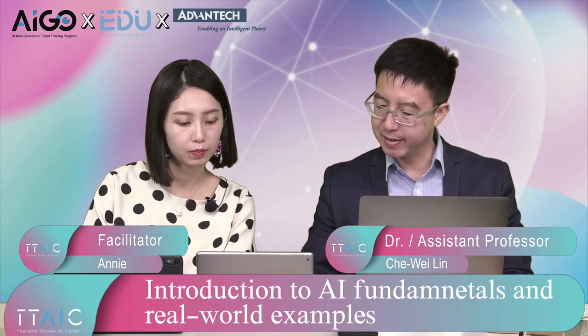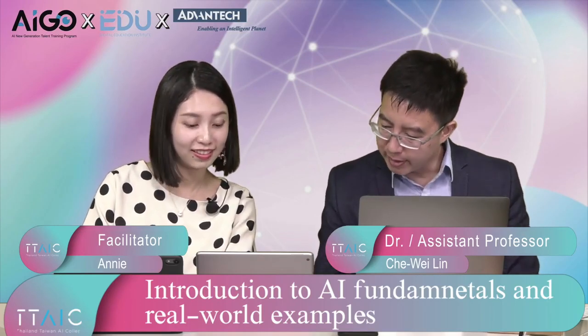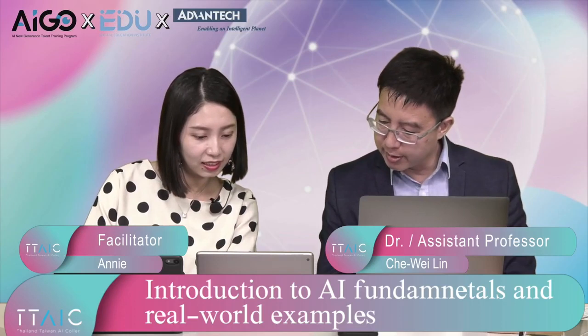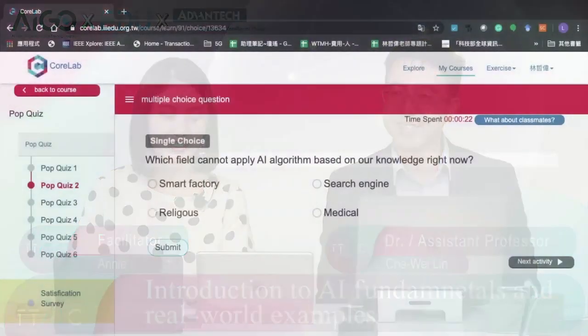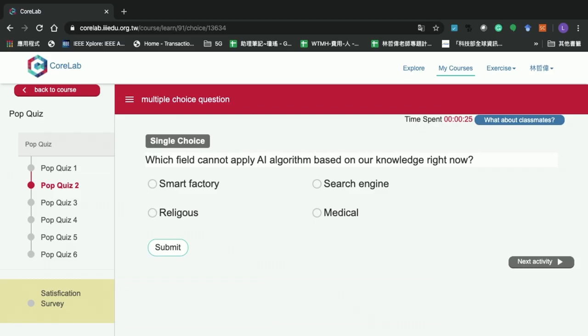Can anyone see the quiz question? One student has already told us: what is not an AI algorithm? This is the question. Can we have the options here? The first one is smart factory, then search engine, the third one is religion, and the fourth one is medical.